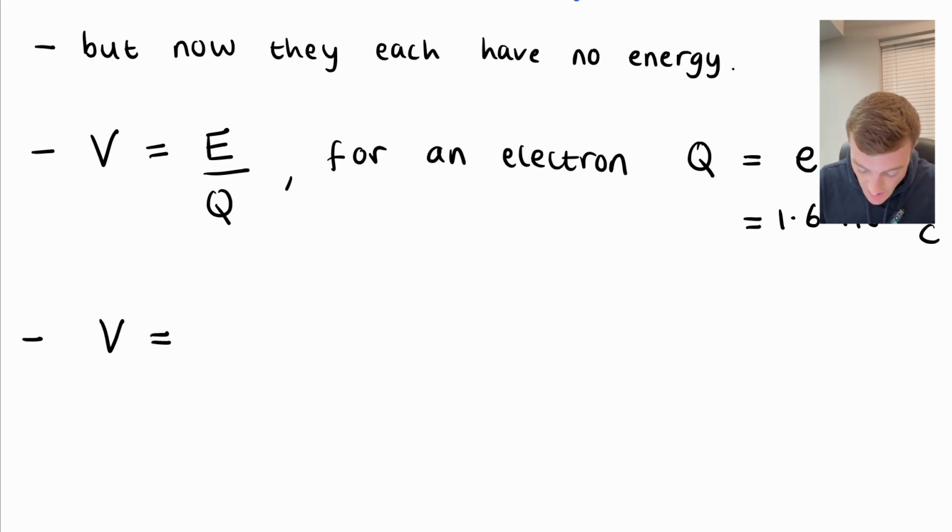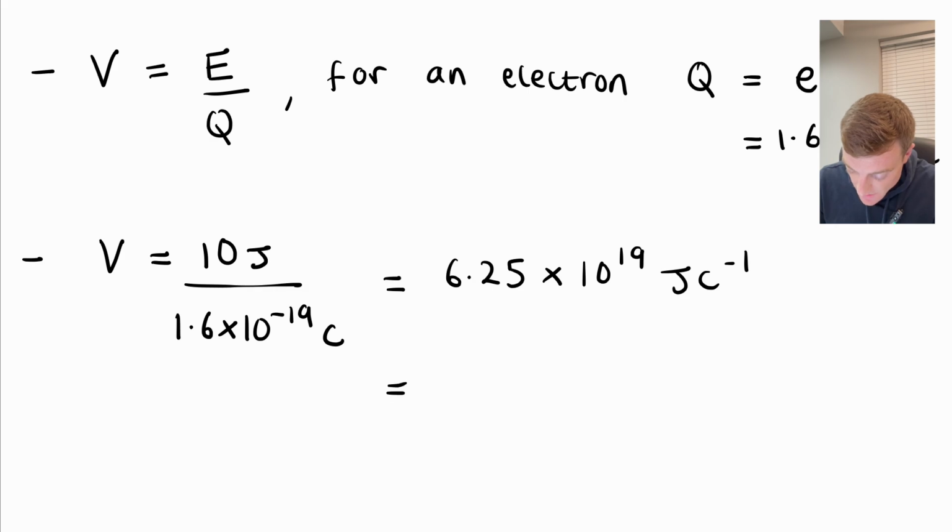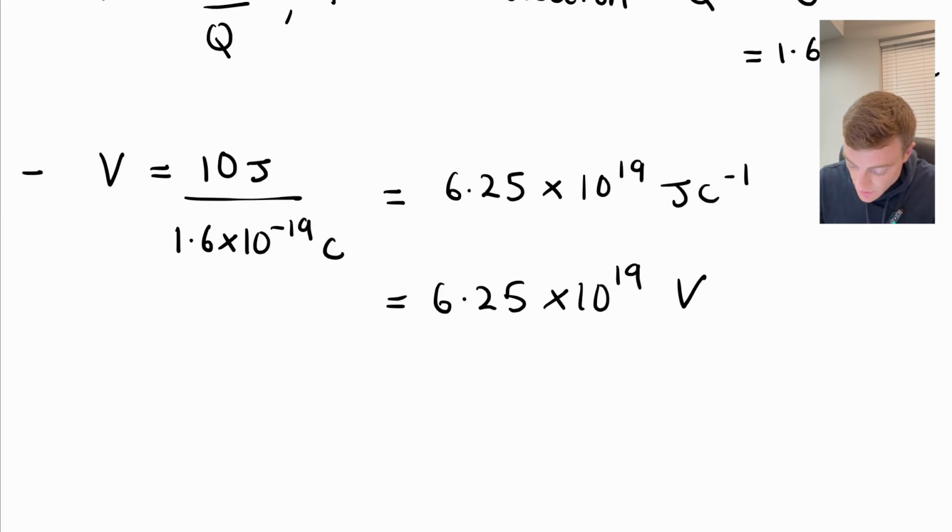So we had a change in energy of 10 joules per an electron, which has a charge of 1.6 times 10 to the minus 19 coulombs. If we work that out, we get 6.25 times 10 to the 19 joules per coulomb, which is the same as 6.25 times 10 to the 19 volts, because 1 volt is 1 joule per coulomb.